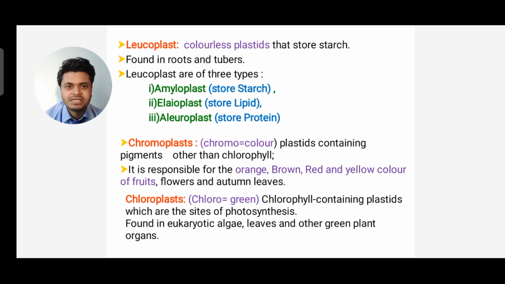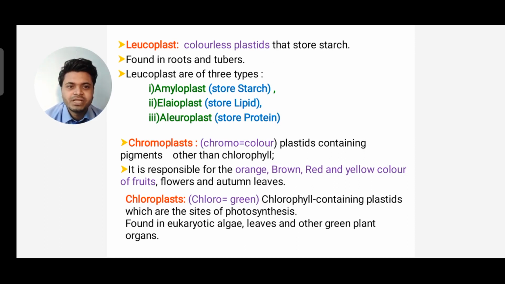Next is chromoplast. What is chromoplast? Chromo means color. So it is a plastid containing pigment other than chlorophyll. Chromoplasts are all colors except the green color. So it is responsible for the orange, brown, red, and yellow colors of fruits, flowers, and autumn leaves.